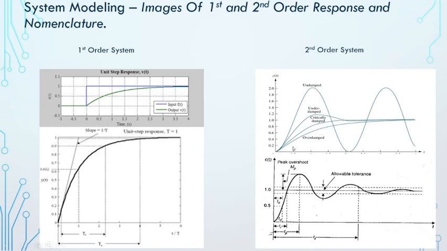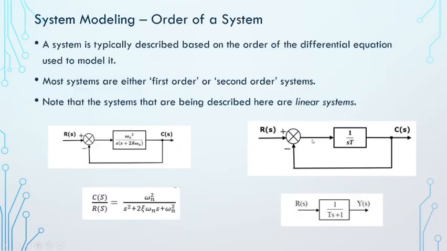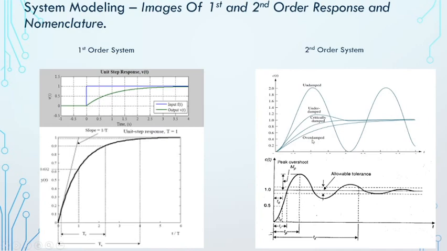Now, in a critically damped system, your parameter zeta is equal to 1. And in that case, the system goes to its response almost instantaneously. Your critically damped system has the fastest response, comparatively, relatively speaking, of course. And in an overdamped system, your parameter zeta, which is the damping ratio or the damping factor, is greater than 1.